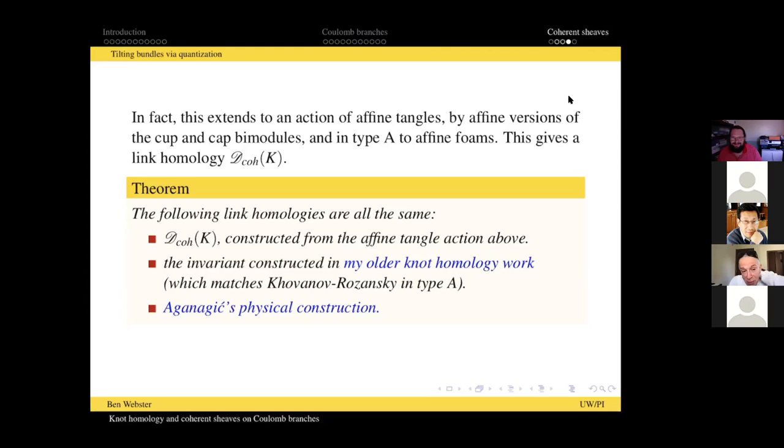Now, concerning your last theorem, how do you compare your construction with others, especially with Mina's? I'll answer the easier part first. The comparison with my own construction is actually pretty simple.